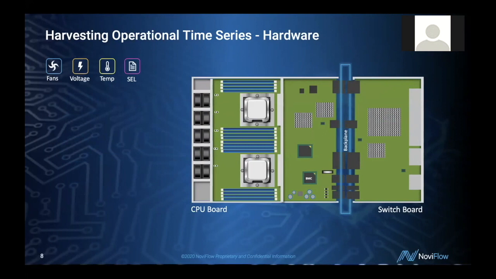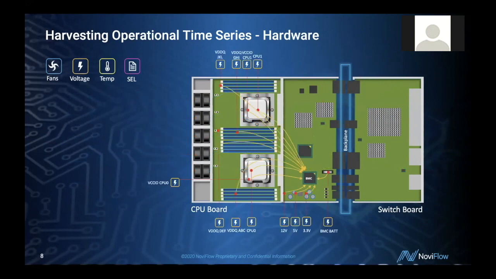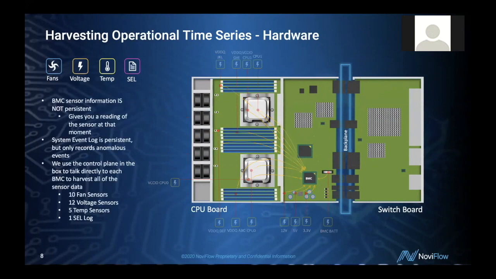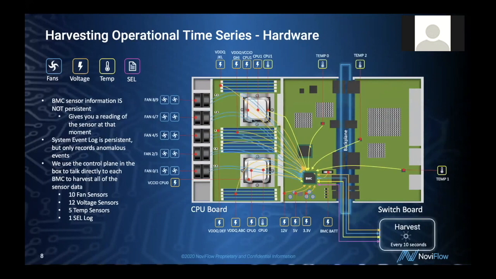And so just to give you an idea on some of the information we're collecting at the hardware level, right? Fans, voltage, temp, cell. These are all things that are provided by the BMC. And we've got lots of different fans and fan sensors and lots of different temperature sensors. We've got all these voltage sensors. So the idea is you're taking in tons of data. We're harvesting this every 10 seconds so that you have this high level of granularity of data when you look at it in a time series database. If we were to do this every 5 minutes, it wouldn't really tell you anything.